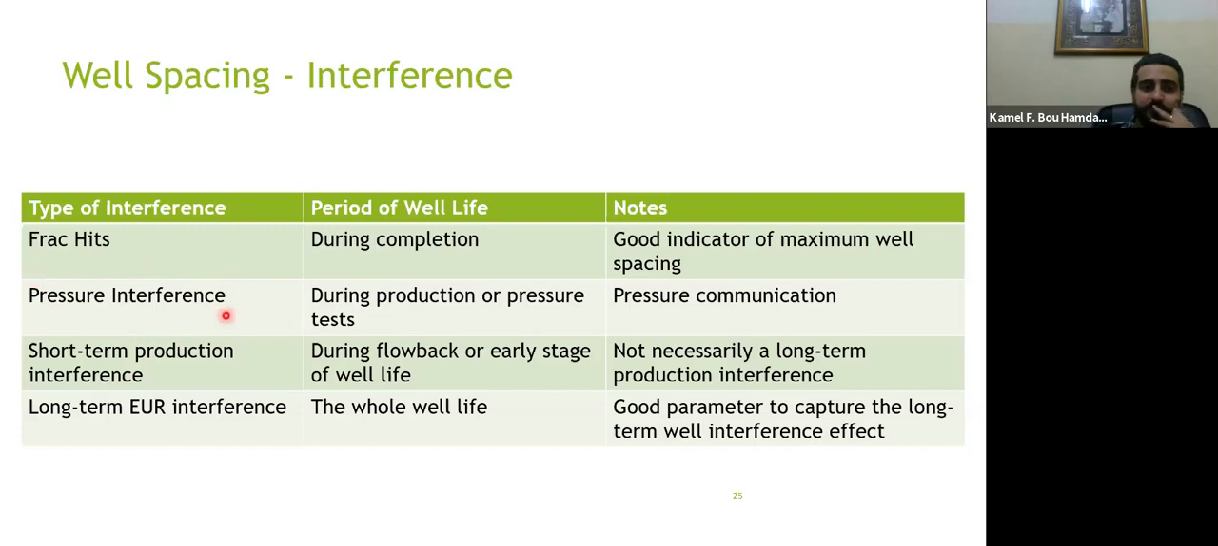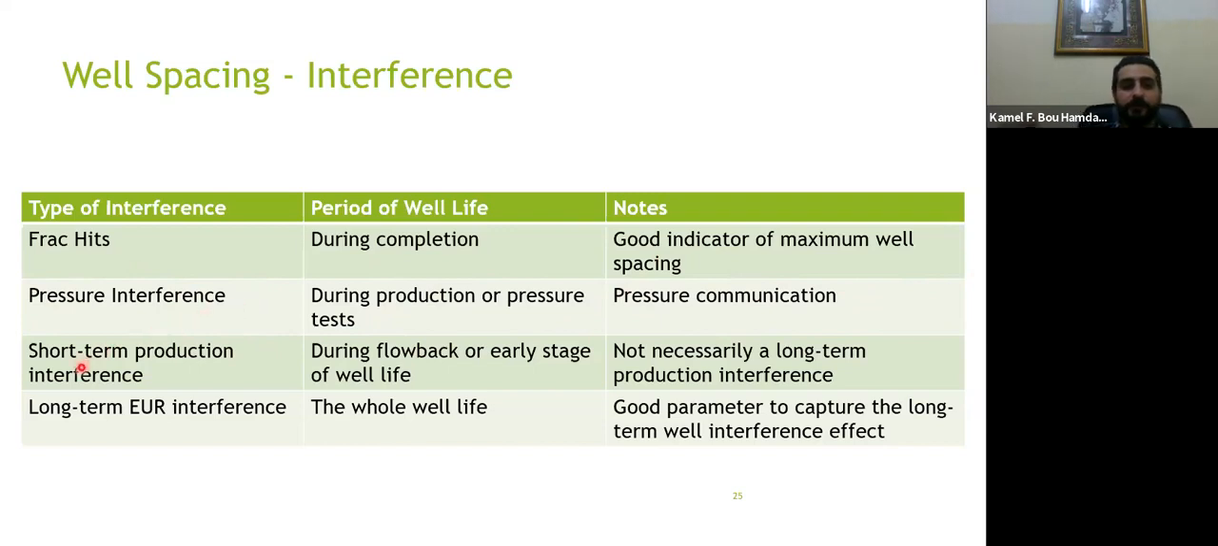Pressure interference could occur during production or when doing some pressure tests. What we'll observe here is some kind of pressure communication. So if the pressure decreases in the first well, it's also decreasing in the second well. This is another kind of interference that occurs between the wells. This is also not very preferred, but sometimes it's okay. It doesn't really create big problems.